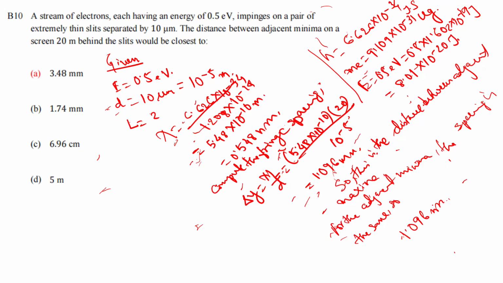But alternatively, we can write the formula in this way: lambda equal to 1.23 by root over E, with E in eV. This is also a formula for electron wavelength. With this formula, we will get 3.48 mm, which matches option A.